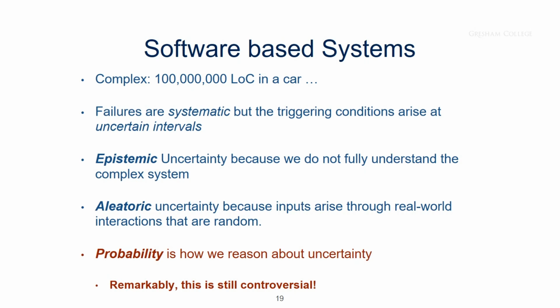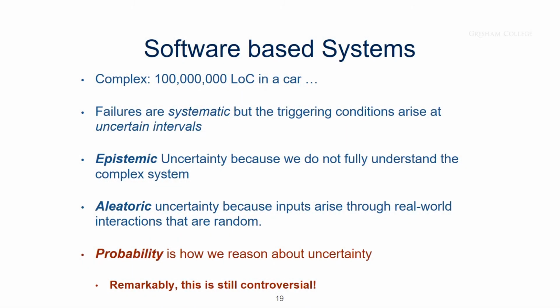And of course, software-based systems are very complex. We've got 100 million lines of software in a modern car. The failures are systematic, but the triggering conditions arise randomly because the software system is operating in a world where a lot of different things are affecting the inputs to that software, and those things are essentially occurring at random. So we have a lot of uncertainty about the probability of the conditions arising that will cause software to fail.